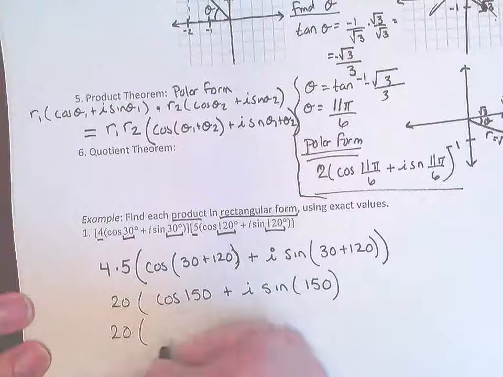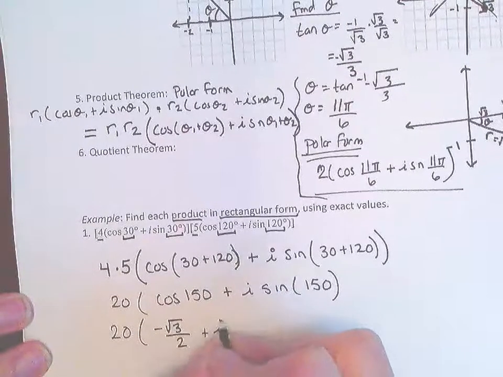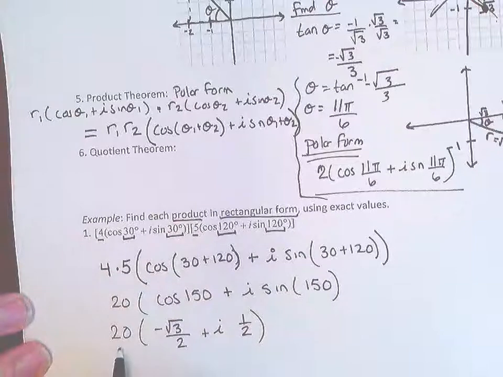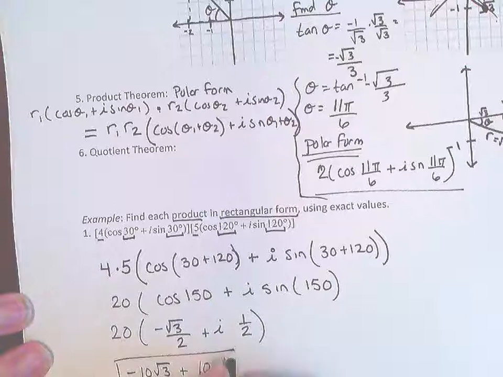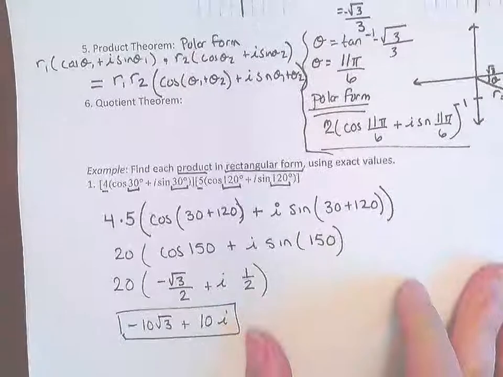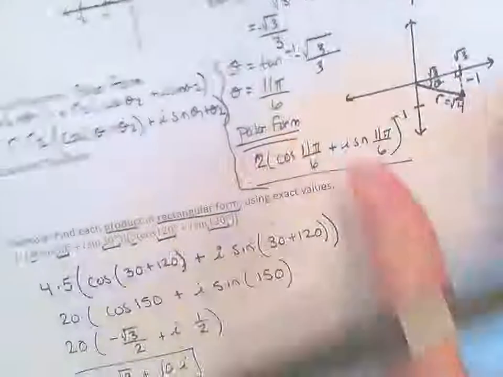So cosine of 150, negative square root of 3 over 2, plus I sine of 150 is 1/2. And then you can distribute that 20, so you end up with negative 10 square root of 3 plus 10 I. And that right there is the product in rectangular form. Okay, sorry for the mini brain fart.